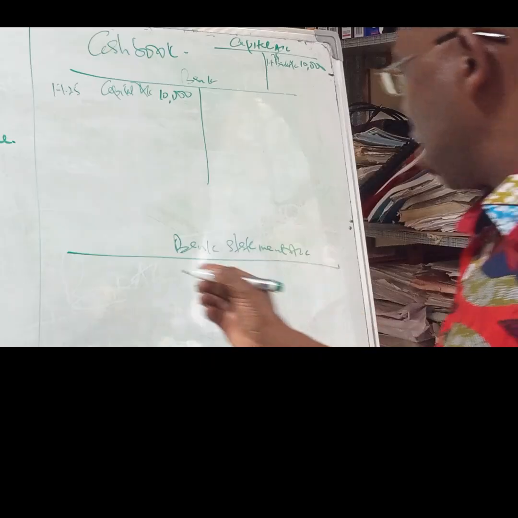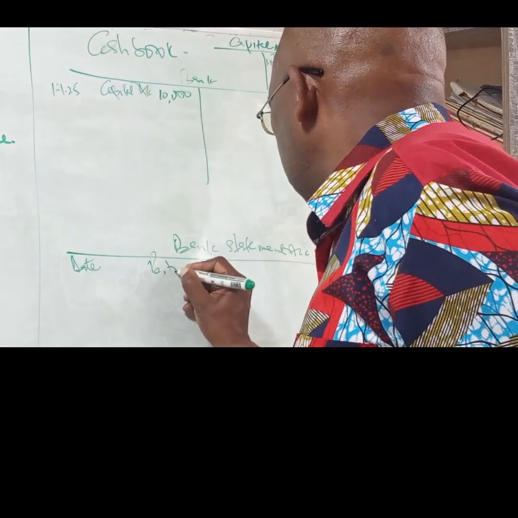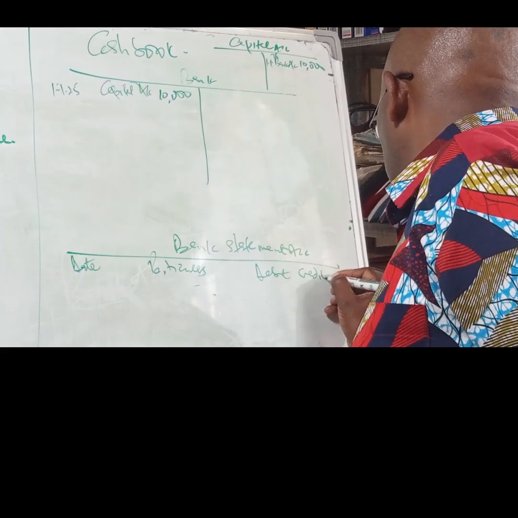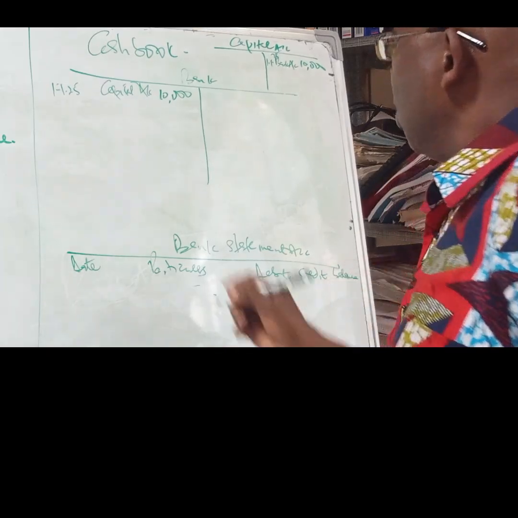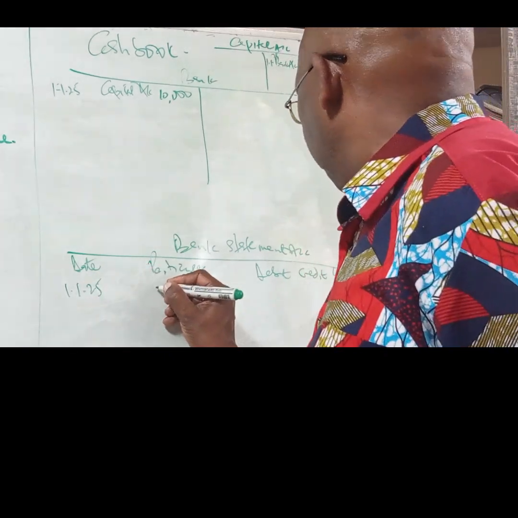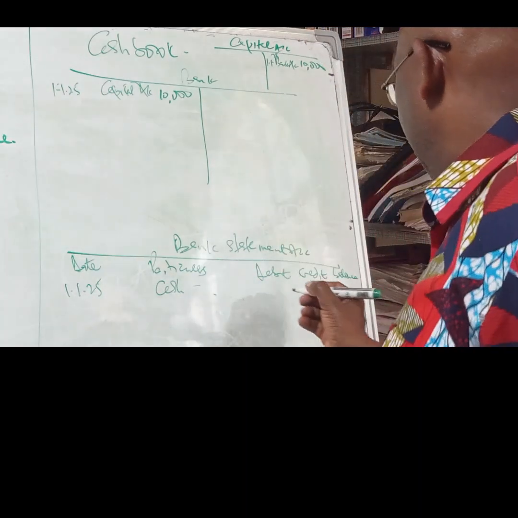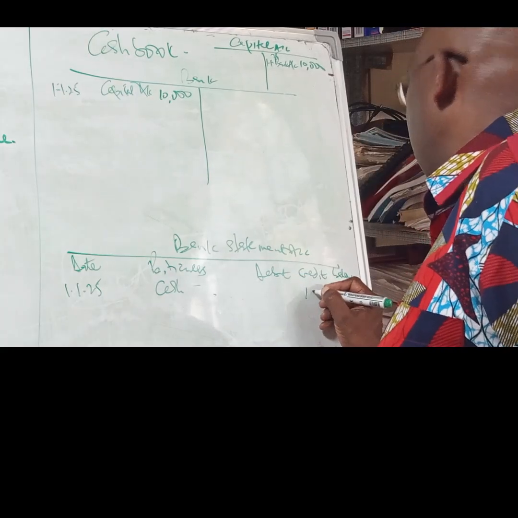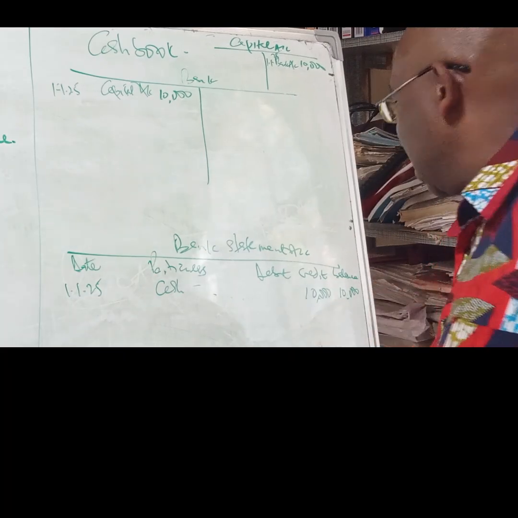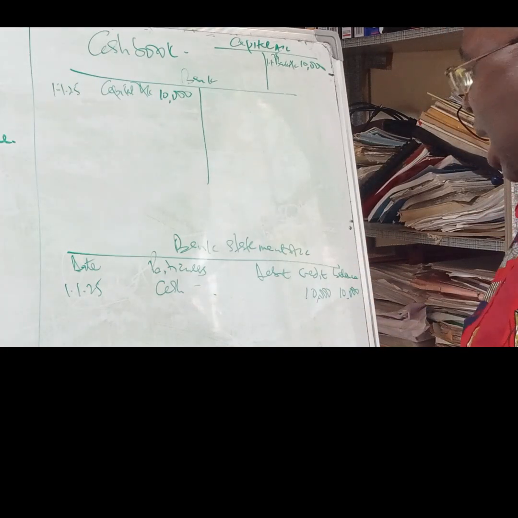Now, in the bank statement, the bank will say date, particulars, debit, credit, balance. So, it will say on 1st of January 25, we received money from the investor amounting to 10,000, and the total liability the bank owes this customer is 10,000.